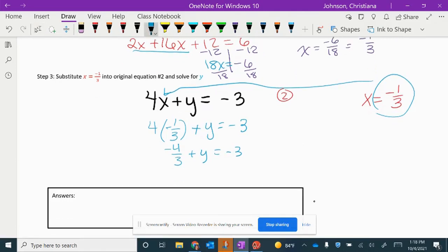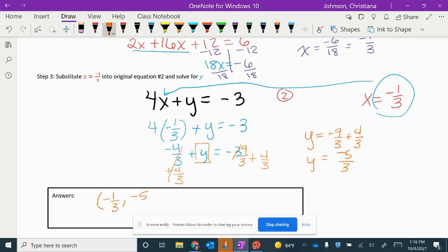So when we want to move that fraction, we want to again get y by itself. So the opposite of negative 4/3 is positive 4/3. That will go away. So our y is equal to negative 3, which can be rewritten as negative 9/3. So negative 9/3 plus 4/3, and that gives us y as negative 5/3. So our final answer here is negative 1/3, comma, negative 5/3.